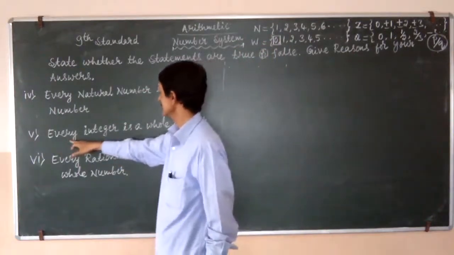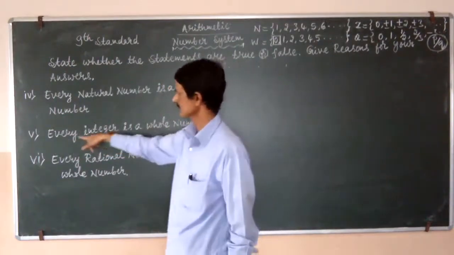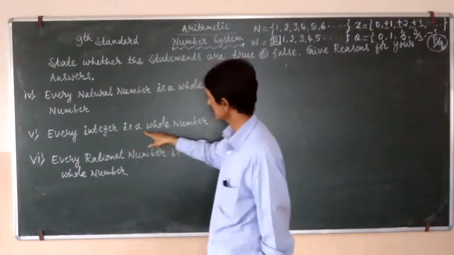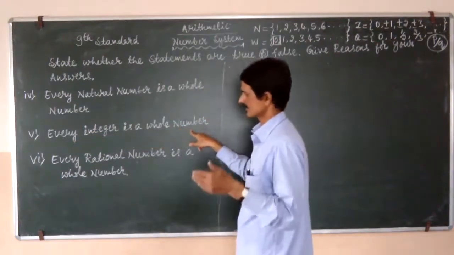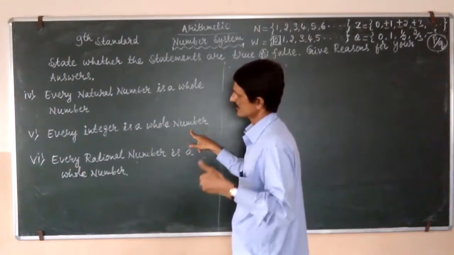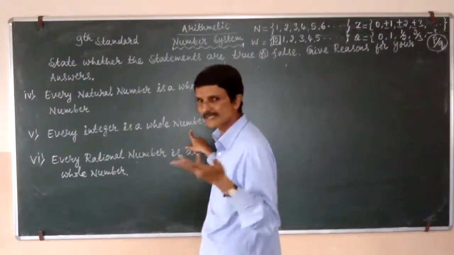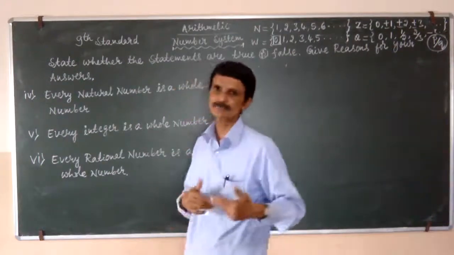So fifth one is every integer is a whole number. The question is every integer is a whole number. So we have to write here whether this statement is true or false. If it is true or if it is false, we have to give the reasons. We have to write the reasons for it.